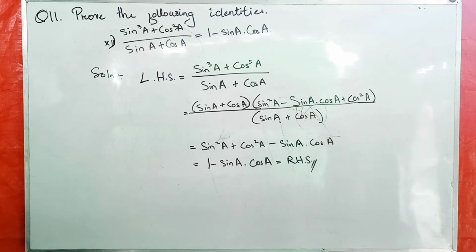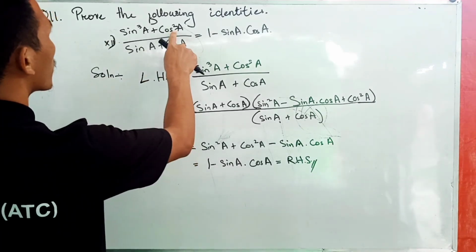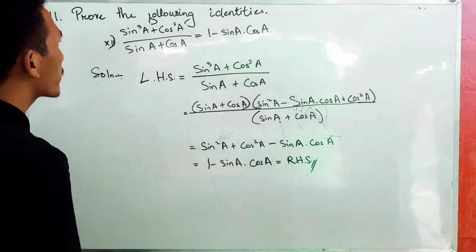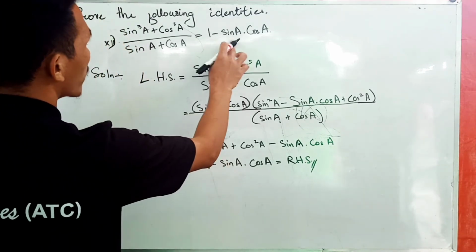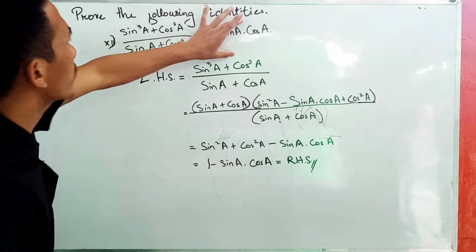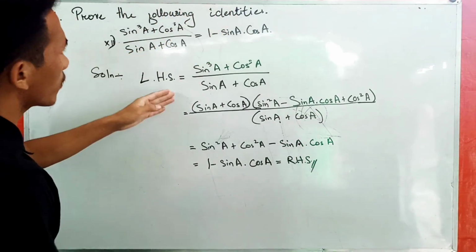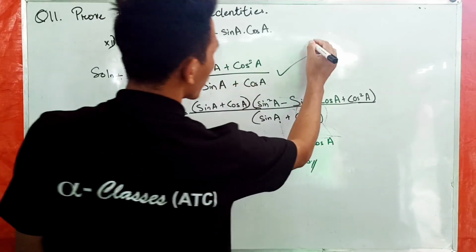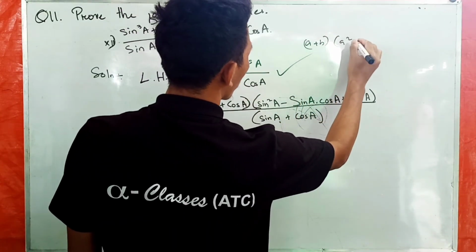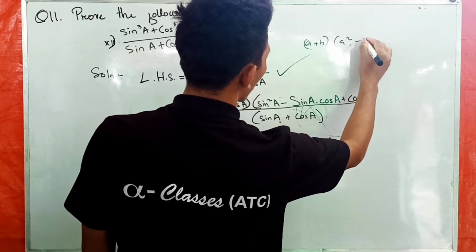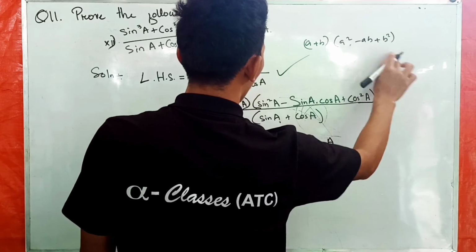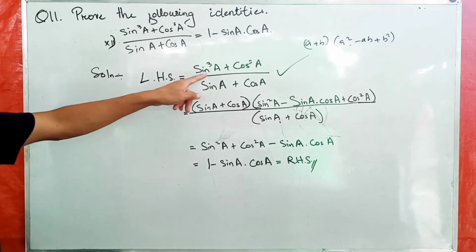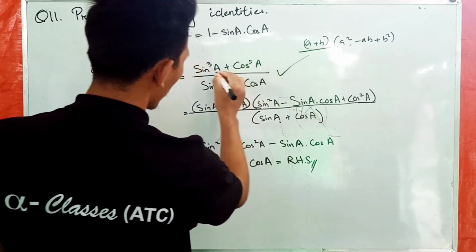Okay, now the next one: sin cube A plus cos cube A by sin A plus cos A equals 1 minus sin A cos A. Let us solve the left hand side to get the right hand side. A cube plus b cube formula is a plus b into a square minus ab plus b square.